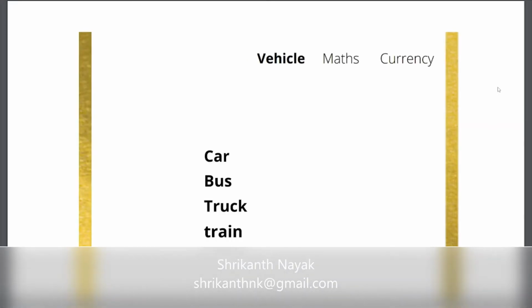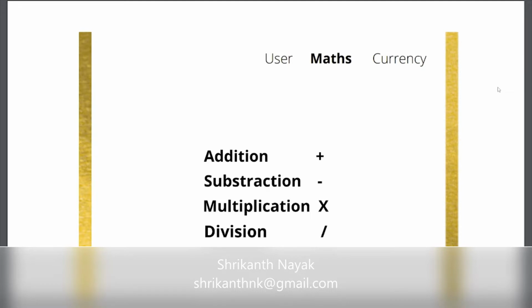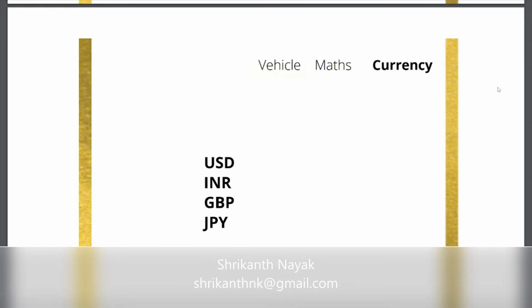After the final implementation, my master interface should have three buttons on the top, one for vehicle, mathematics, and currency. Depending on the user's click, the appropriate message should be displayed. If the user clicks on vehicle, vehicle information should be displayed. If the user clicks on mathematics, mathematical operations should be displayed. Accordingly, when the user clicks on currency, currency information should be displayed. Let's see how we can implement this.